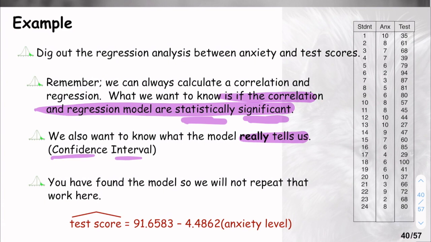So you have found the model, so we're not going to repeat that work here. If you need it, find the first video in this series. What we found was our test score hat, or our predicted test scores, is equal to 91.65, that was our y-intercept, minus 4.48 times our anxiety level. So that was our slope that we found.